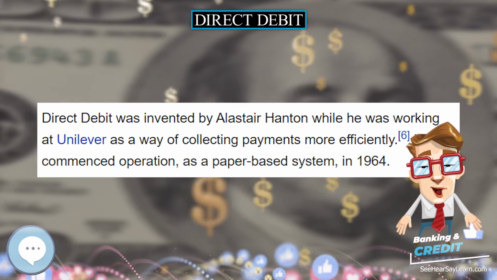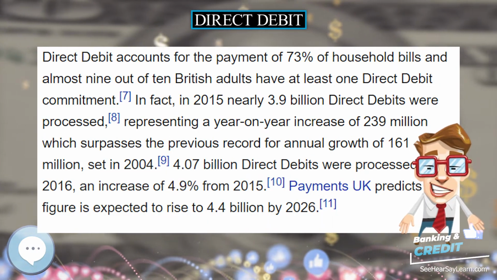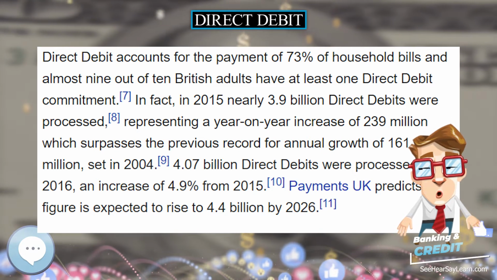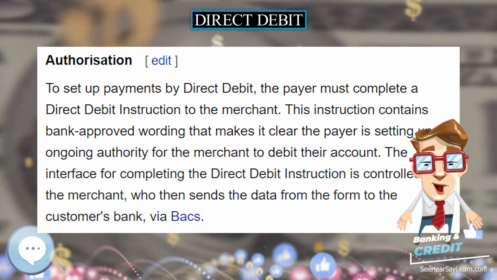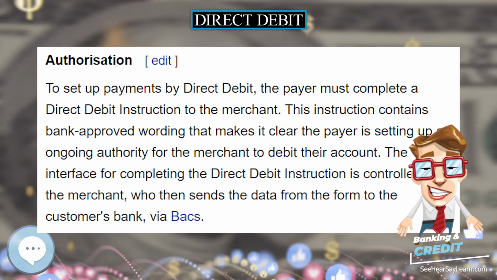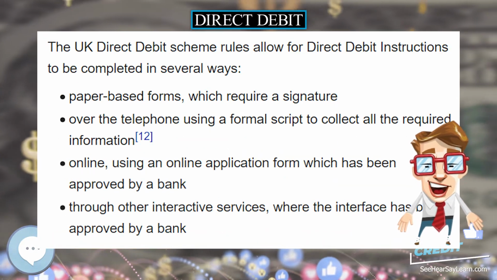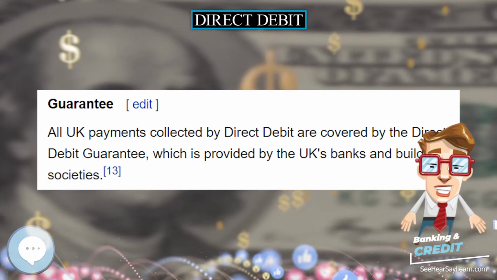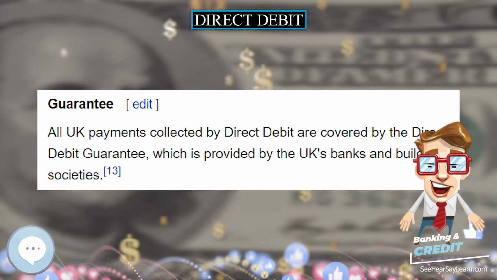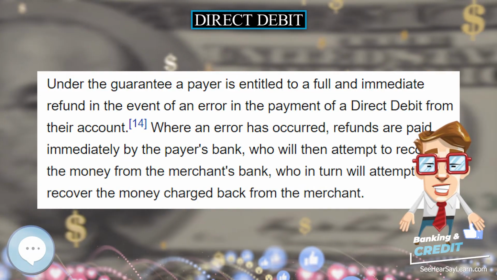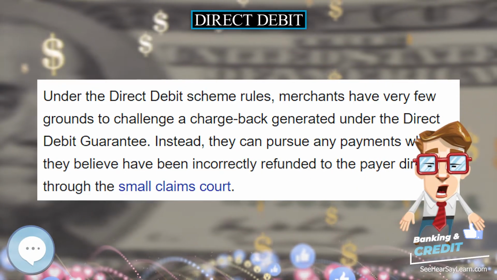Where an error has occurred, refunds are paid immediately by the payer's bank, who will then attempt to recover the money from the merchant's bank, who in turn will attempt to recover the money charged back from the merchant. Under the direct debit scheme rules, merchants have very few grounds to challenge a chargeback generated under the direct debit guarantee. Instead, they can pursue any payments which they believe have been incorrectly refunded to the payer directly through the small claims court.